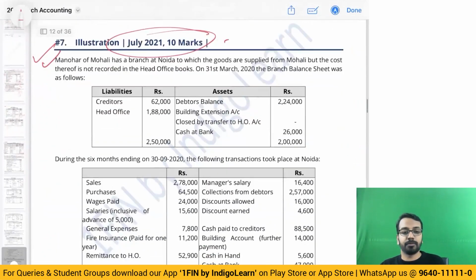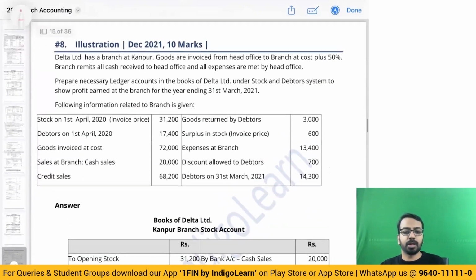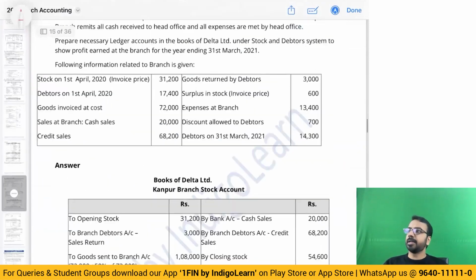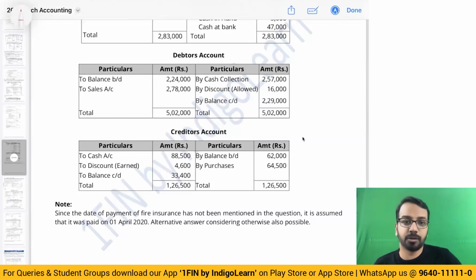Okay, so this we have done, this we have already discussed. This you can do on your own, straightforward, nothing is complicated. Remaining questions you can now practice. Okay, hope after this elaborate discussion you are able to understand better as far as branch accounting is concerned. Any questions you feel are tricky? It's more about taking the information and plotting it in the format. As simple as that.